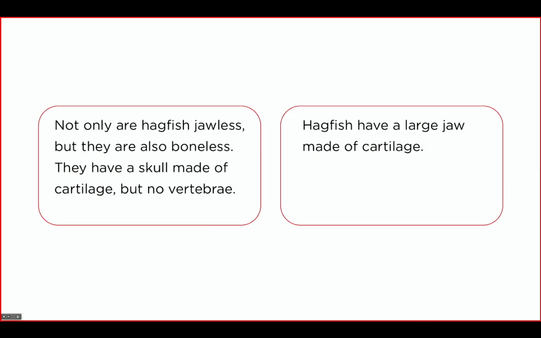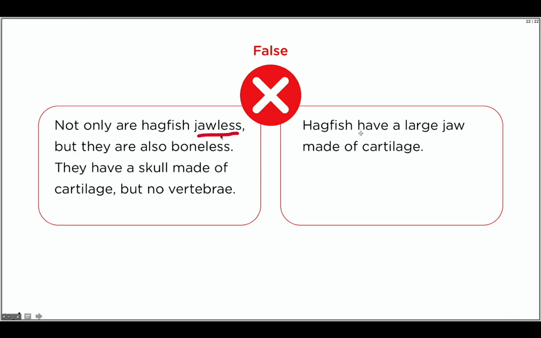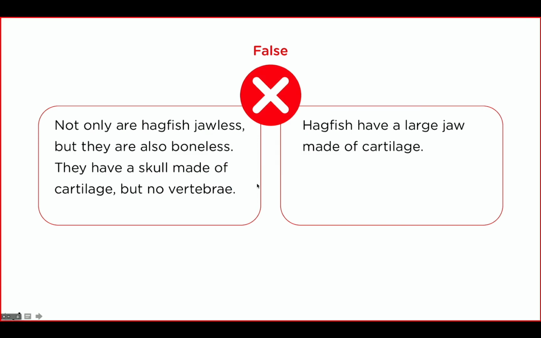Take a look at this one. Not only are hagfish jawless, but they are also boneless. They have a skull made of cartilage, but no vertebrae. The statement says hagfish have a large jaw made of cartilage. Something here is wrong. Can you see it? There's a contradiction. If we look closely, you can see that is false. It says hagfish are jawless, they don't have jaws. Here it says hagfish have a large jaw. That is contradictory. These two do not say the same thing.